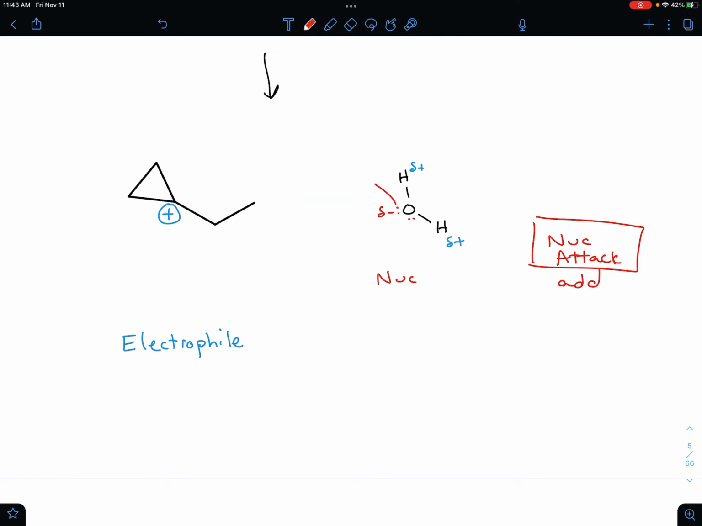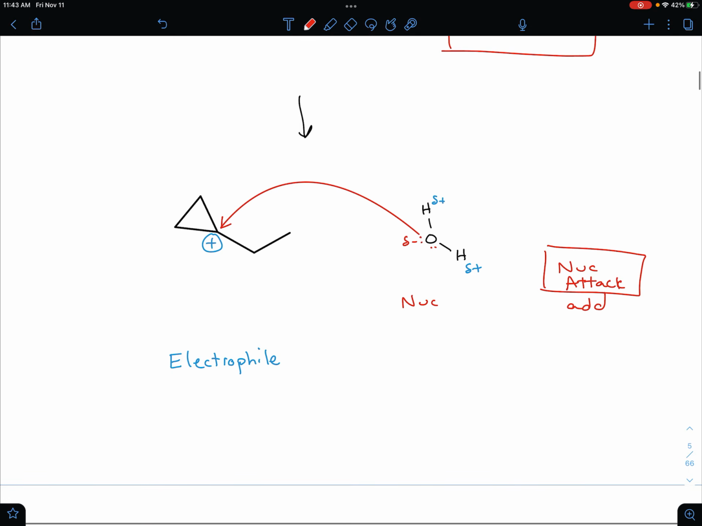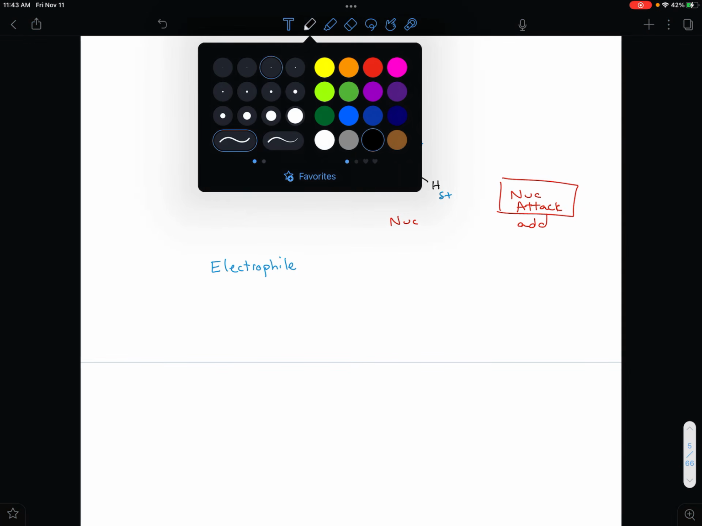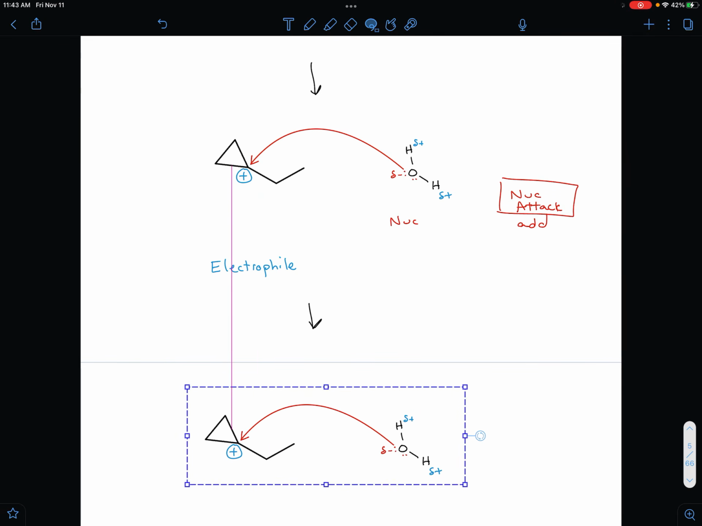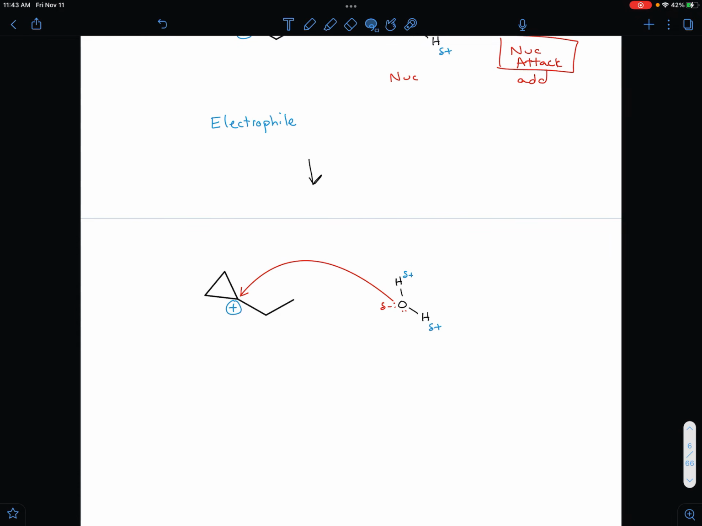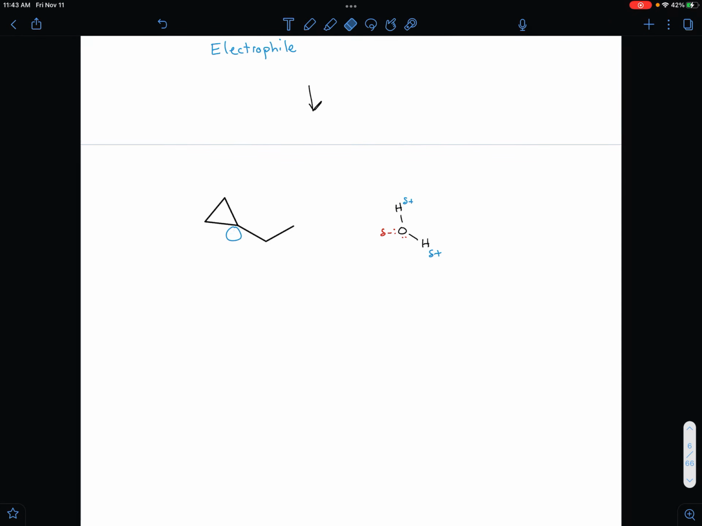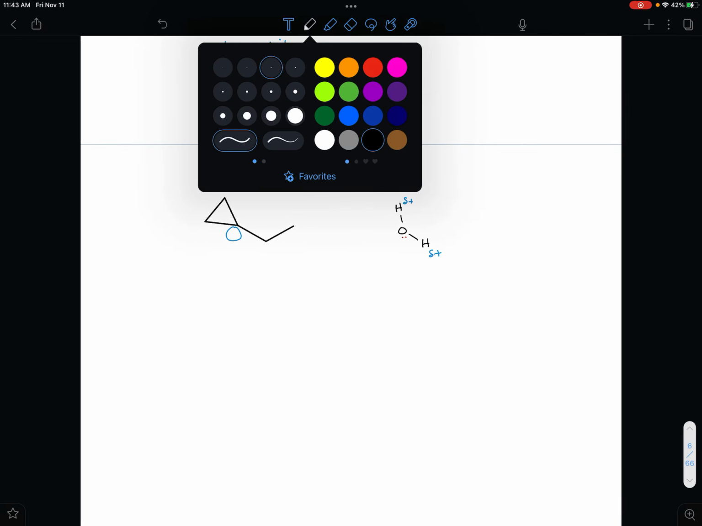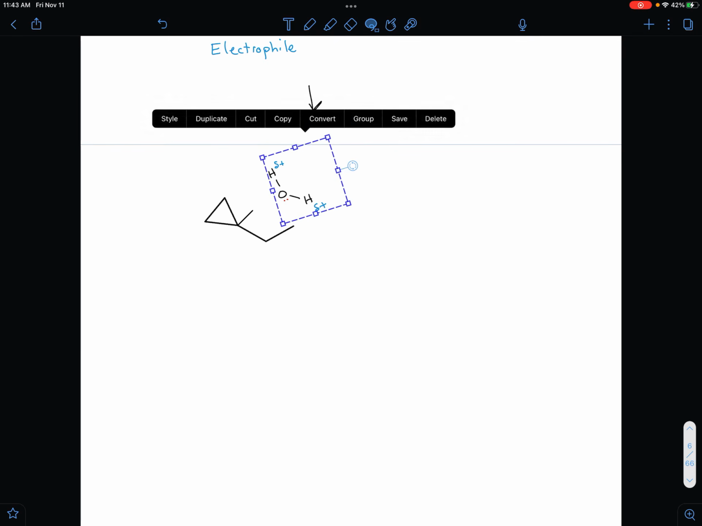So here, those lone pairs will attack this carbon. That'll be our nucleophilic attack. And we'll redraw everything. Only things that are going to change are the things touched by those curved arrows. So in this case, we can attach that oxygen onto that carbon there. And here.